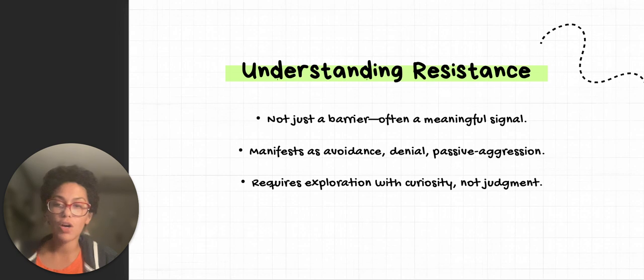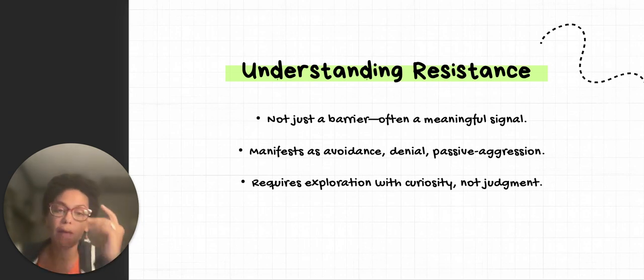Resistance is also seen where, in the transition stage, it manifests as avoidance and denial or even passive aggressive behaviors. So members may resist engaging in uncomfortable emotions, or they may resist the group process altogether. However, resistance is not inherently negative.